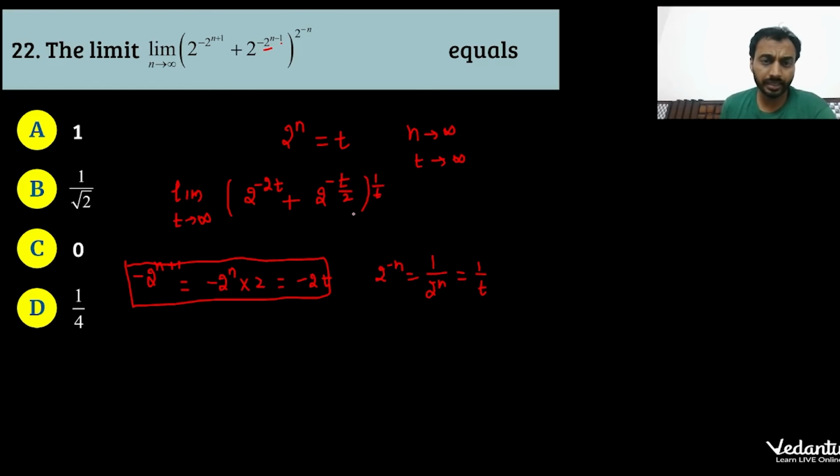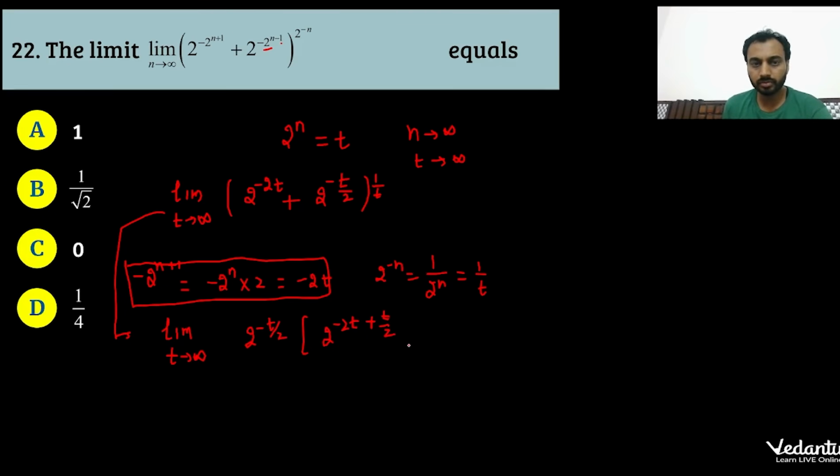So now we have a limit in this form. So clearly we can take out common 2 raised to power minus 2 by t from the bracket. So what we get then, limit t approaches to infinity. So we take 2 raised to power minus t by 2 common. In the bracket we have plus t by 2 plus 1 and whole raised to power 1 by t, right?